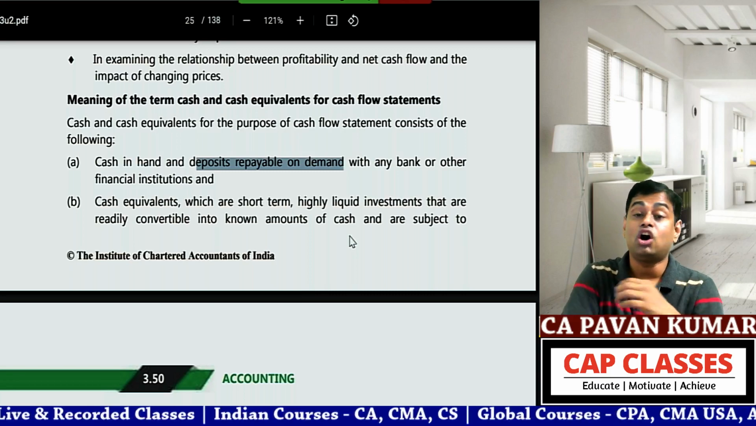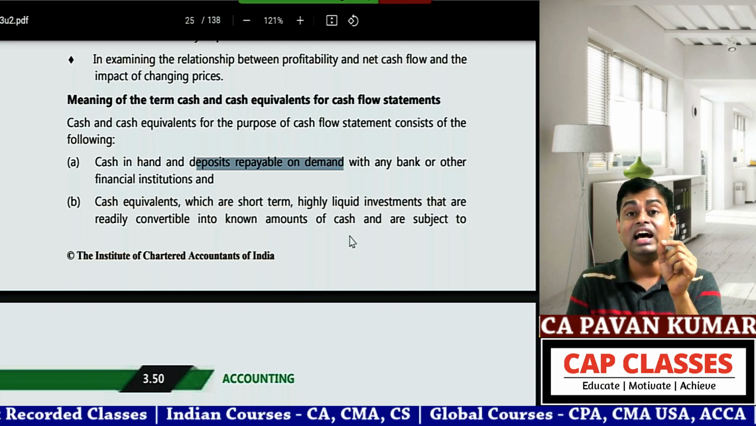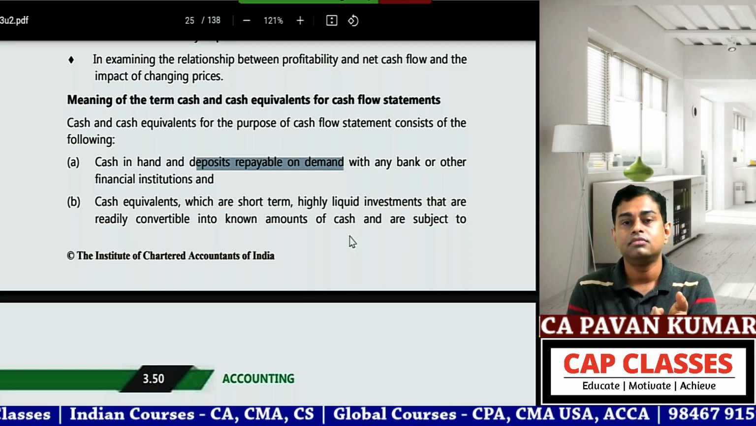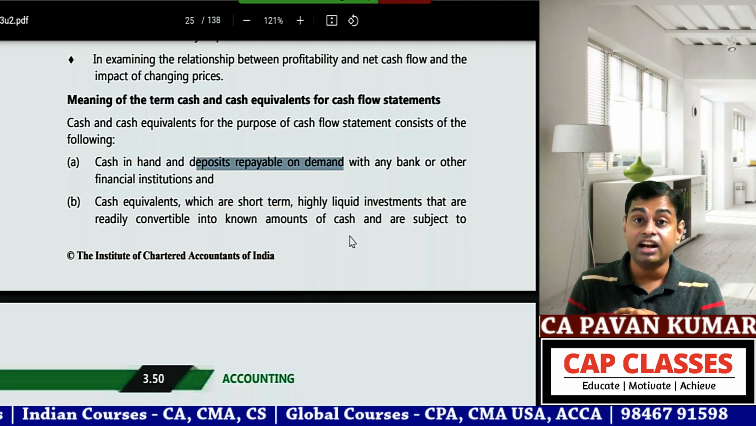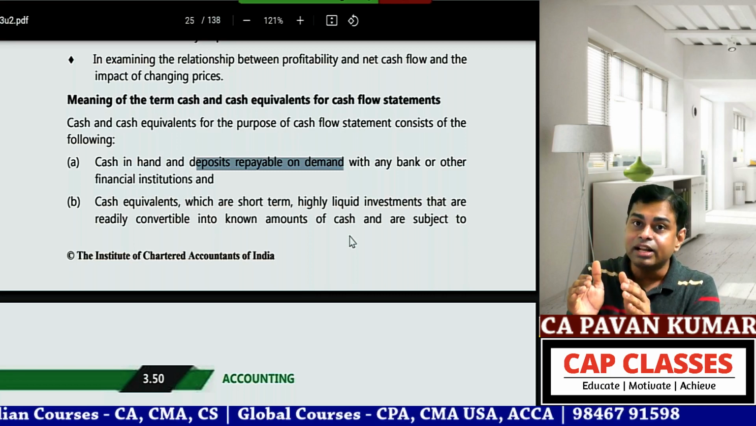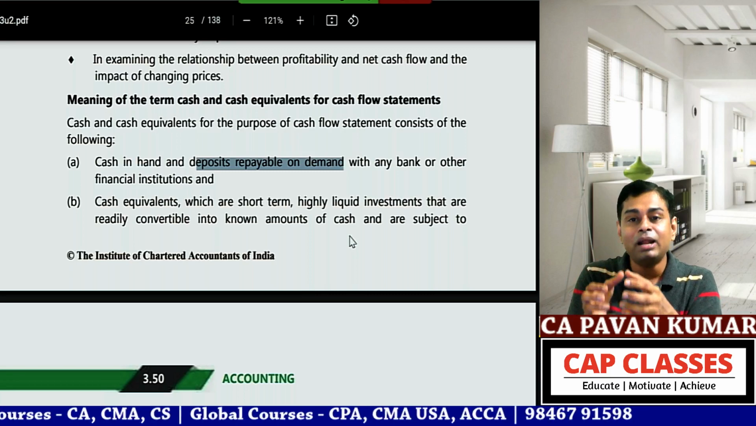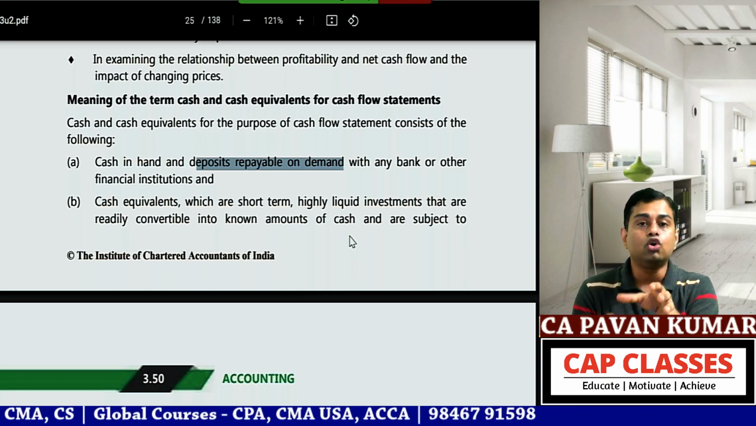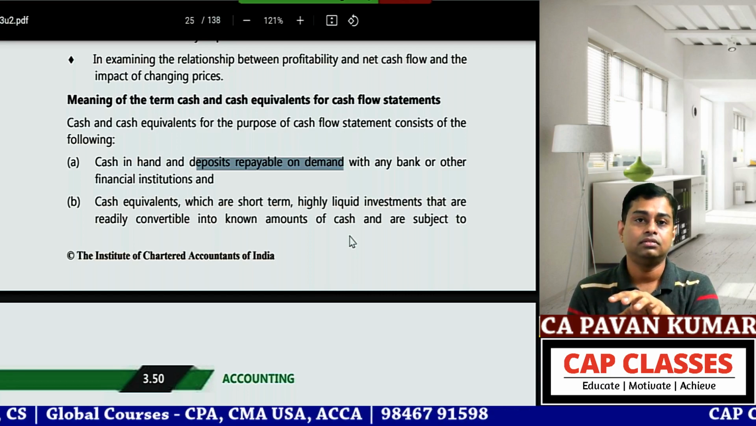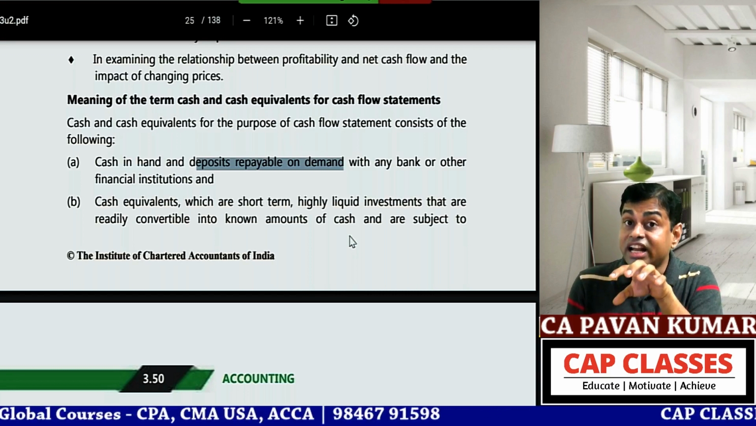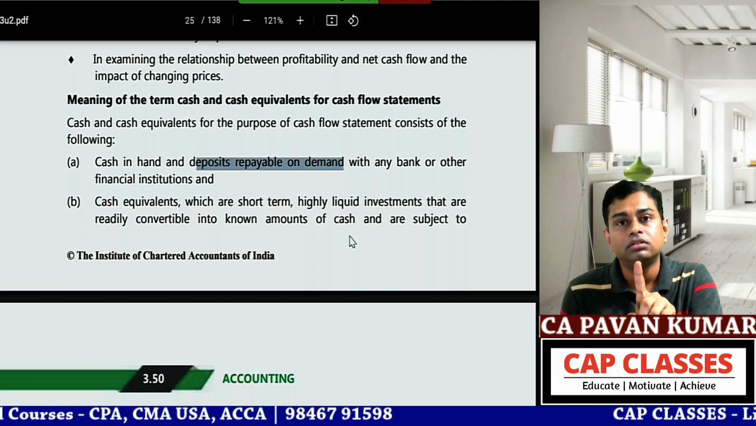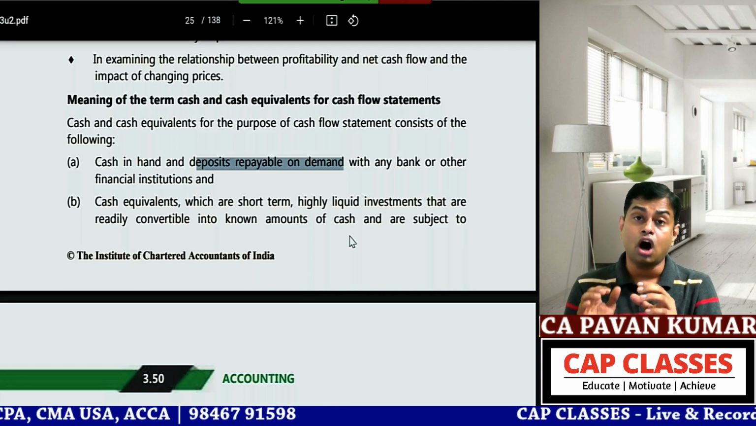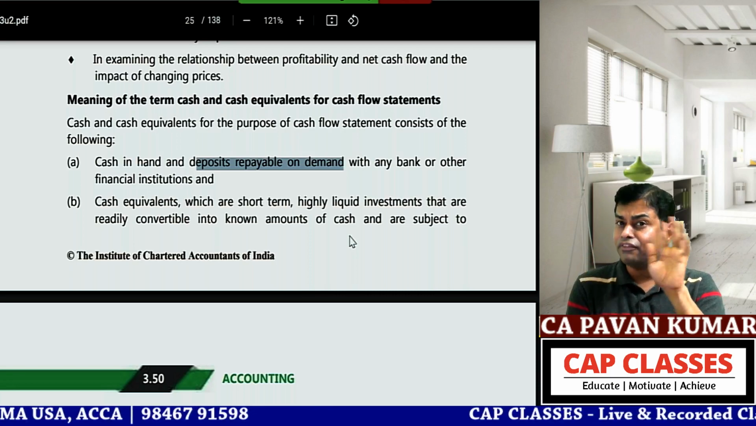Why? Because if there is a risk in the value of the investment, then you cannot say that it is cash equivalent. For example, I have put money in fixed deposit. That principal amount 1 crore will never come down. There is no risk. 1 crore will become 1 crore plus interest. But if I put 1 crore in equity shares, even if it is for 1 month, there is a possibility that 1 crore can become 90 lakhs, 80 lakhs, 22 lakhs, or it may become 140 lakhs also. That is a different story.